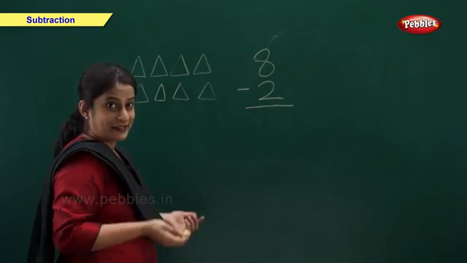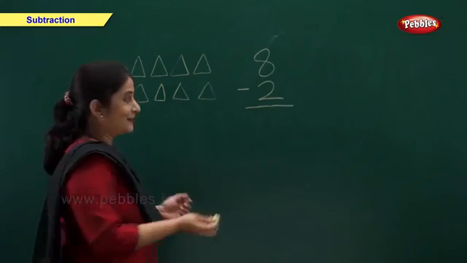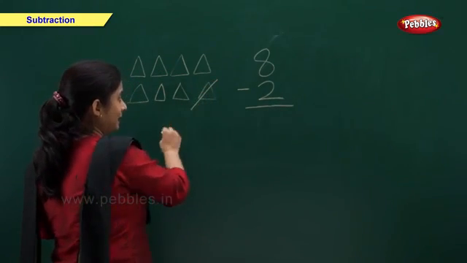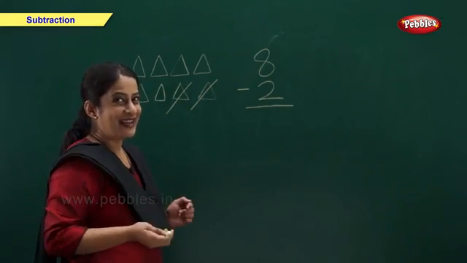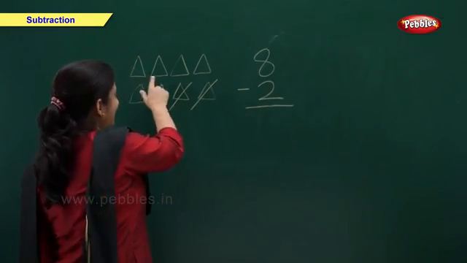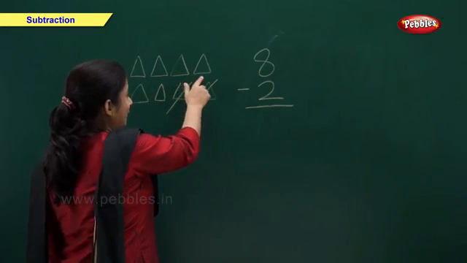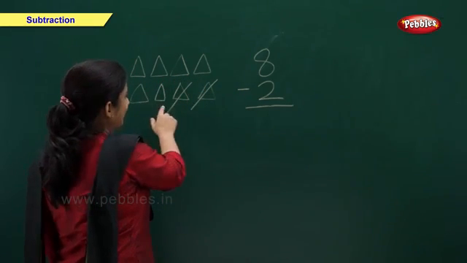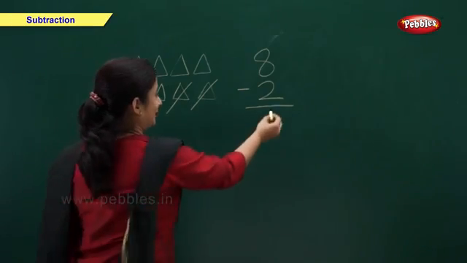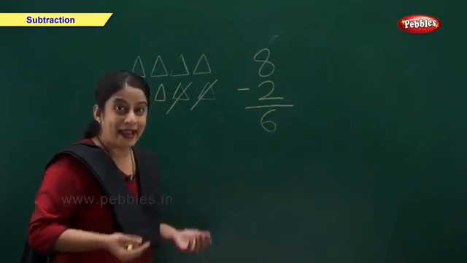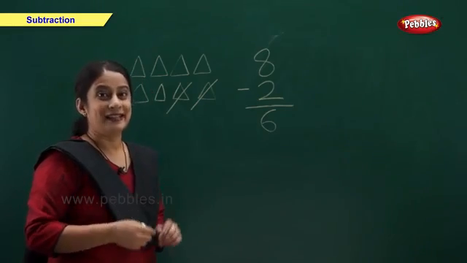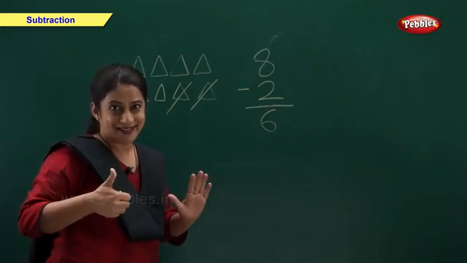Now, let's remove 2 triangles. 1 and 2. So, how many left? 1, 2, 3, 4, 5, 6. So, 8 minus 2 is equal to 6.